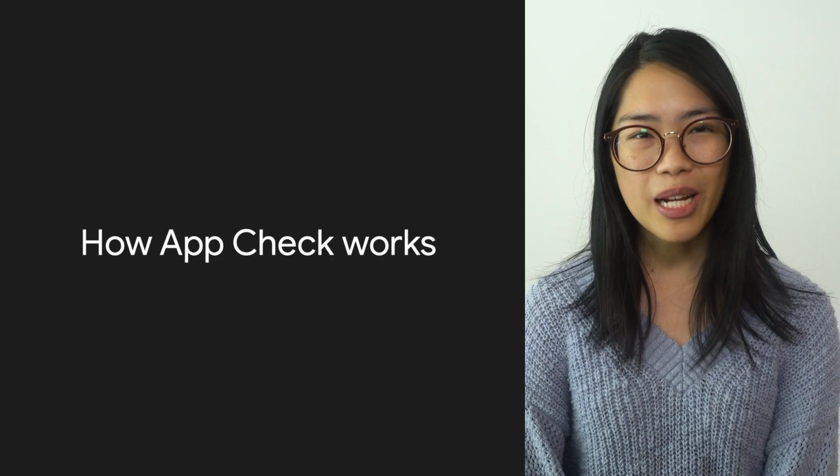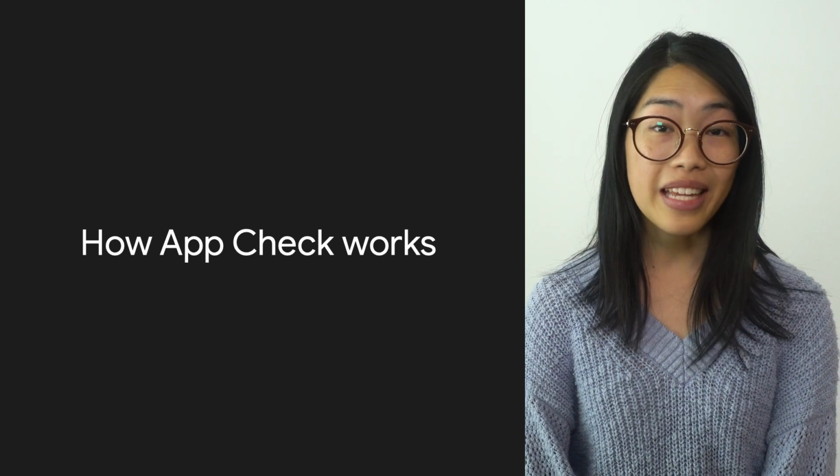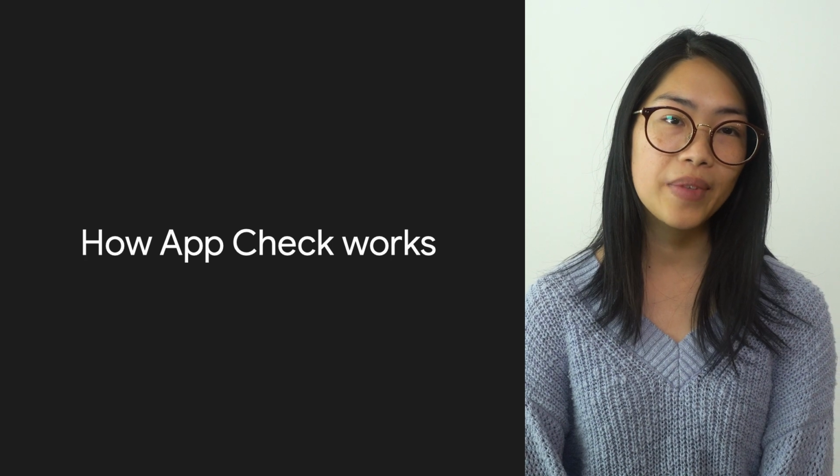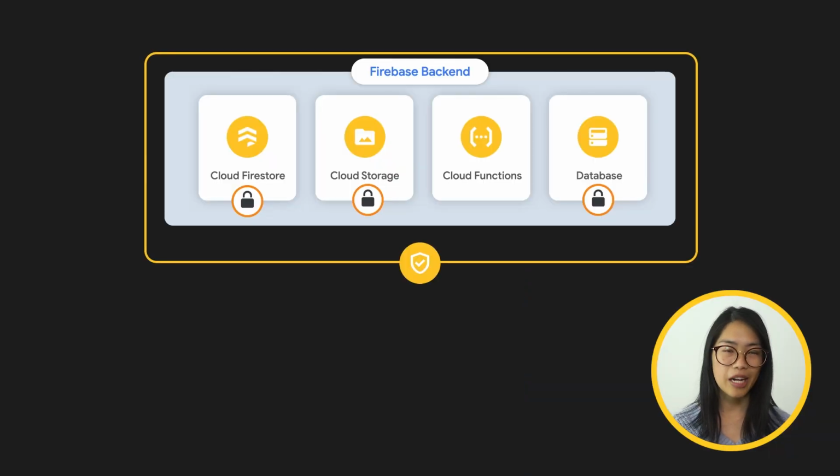Okay, so how does AppCheck work? How can you authenticate your app, and how does AppCheck know that traffic coming from your app is legitimate? Let's first look at this diagram. Here, we see your app's backend protected by AppCheck, and here's a legitimate client app.